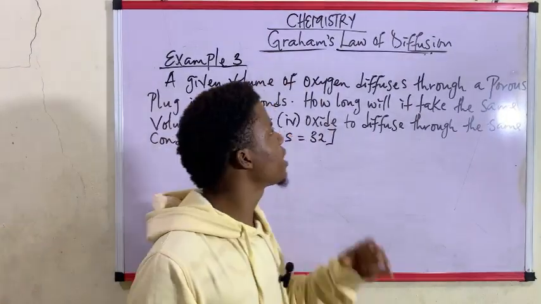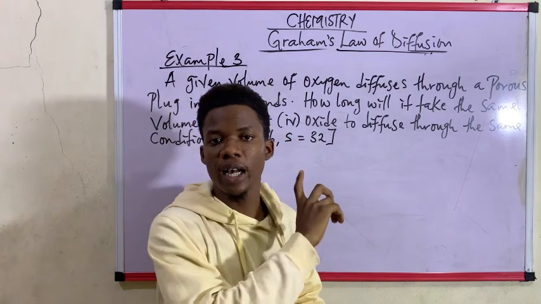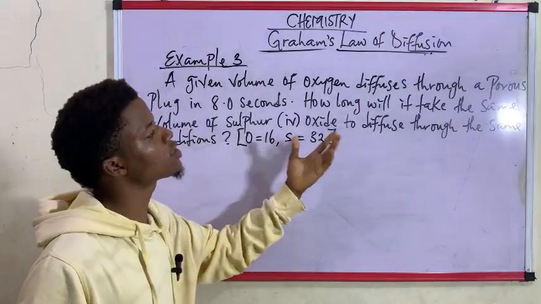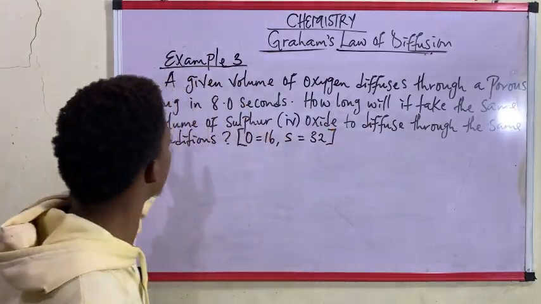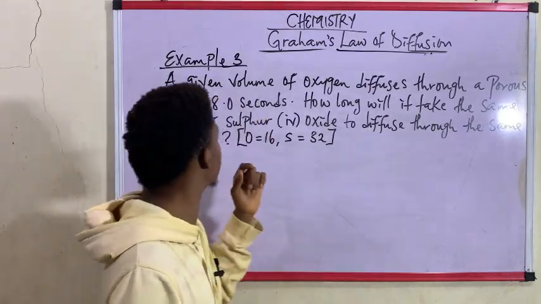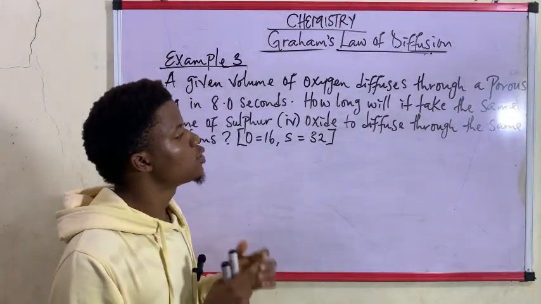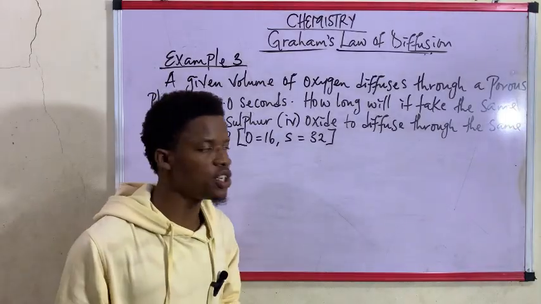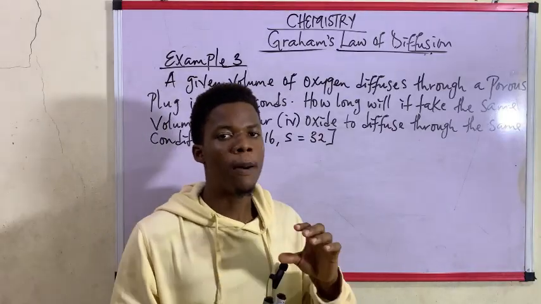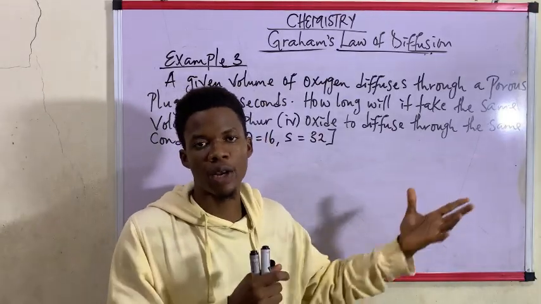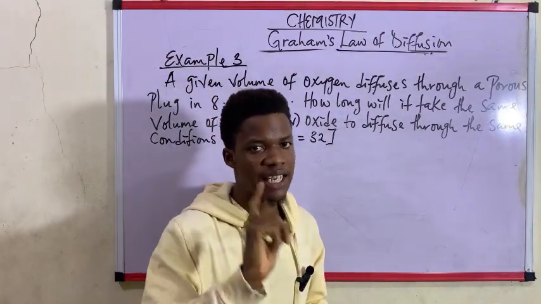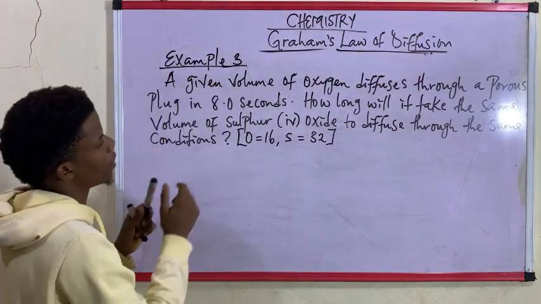Okay, class. Now let us break down question 3 on the board. Very simple. Question 3 says, a given volume of oxygen diffuses through a porous plug in 8.0 seconds. How long will it take the same volume of sulfur oxide to diffuse under the same condition? Now, when looking at this question, just try to recollect. We are going to use my master's formula, the shortcut formula that saves time, energy, and also produces accurate answers.